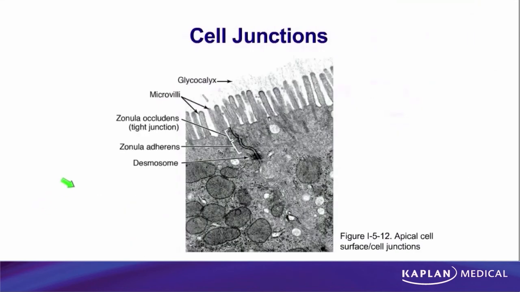So let's take a look at this on an electron micrograph. So here is one epithelial cell. Here's another epithelial cell. Here's the lumen. So this is actually the epithelium lining the intestine. So this is the intestinal lumen. We see microvilli here that we'll talk about later.